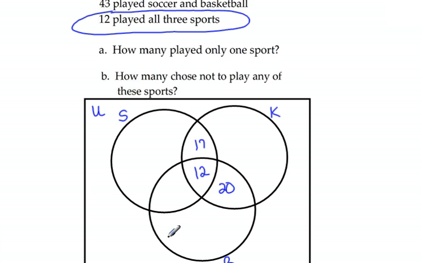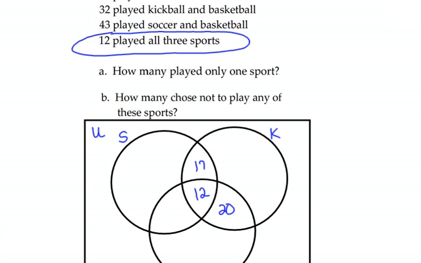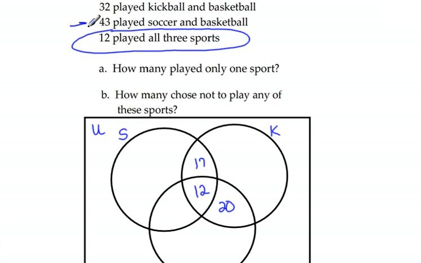Now I'll move on to soccer and basketball. In my problem, I have 43 who played soccer and basketball. Right now I have in that intersection part a total of 12 that have been accounted for. I need an additional 31, so that 31 plus 12 would give me the 43 that played both soccer and basketball.